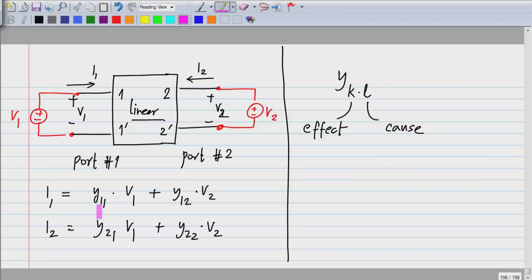The first subscript denotes the effect, and the second one, the cause. What I mean is, this Y11 relates I1 to V1. So the first subscript is 1 because it is I1, and the second subscript is also 1 because it is due to V1. Whereas in this case, Y21 relates I2 to V1. So, in general, Ykl will relate Ik to Vl. This is the convention that is used.